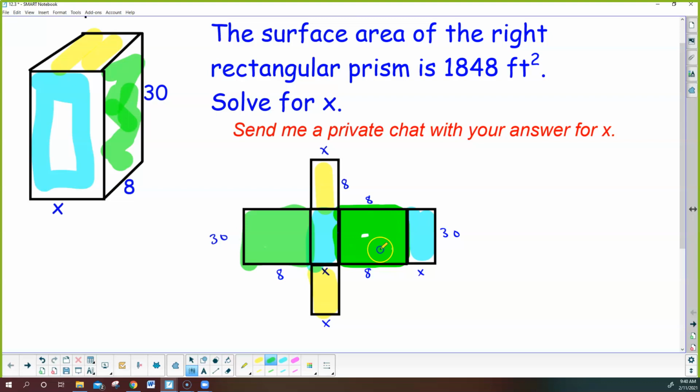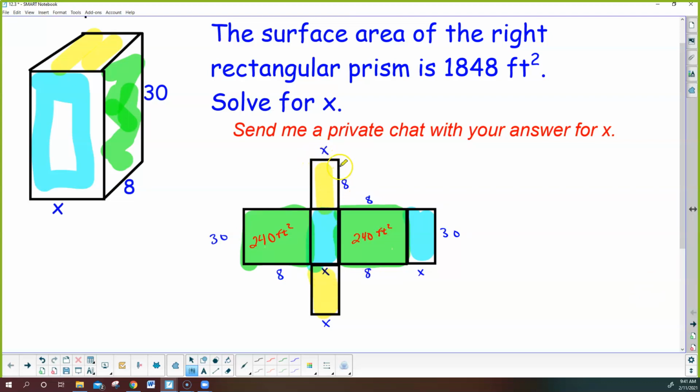So if we think of this as a net, we can just find the expression for the area of each piece inside. We don't really have to show a ton of work for this. If you know the area is 8 times 30, that's going to be 240 feet squared. And then this green one is the same as this one because it's a rectangular prism. And then we have expressions for all the other pieces.